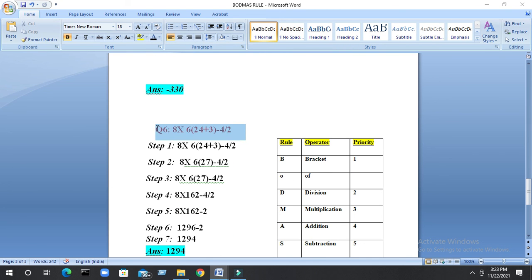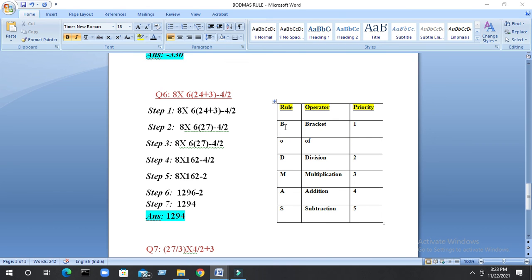Next, I am taking you all to question 6. So, observe how many operators? Yes, we have multiplication, we have division, we have addition, we have minus, and yes, we have division. So, here goes our rule. What does that rule say? Bracket is always first. So, go inside the bracket and resolve. 24 plus 3 is 27. Next step. In step 2, you have 8 into 6 plus 27 minus 4 by 2. Now, go 27 into 6 because I am still inside the bracket. Get the answer. So, that is there in our step 4.